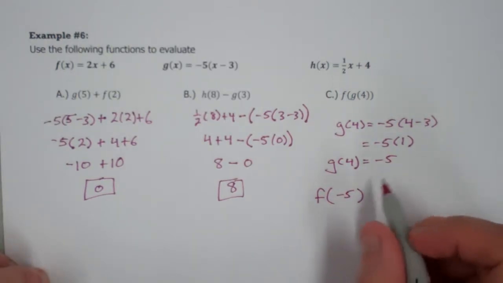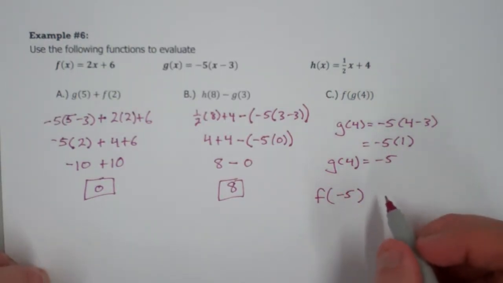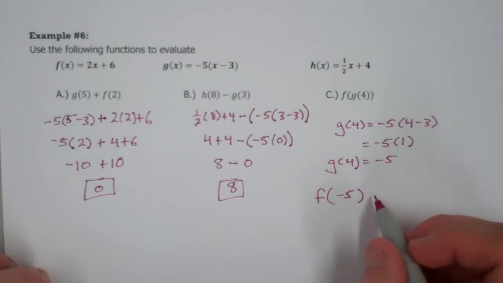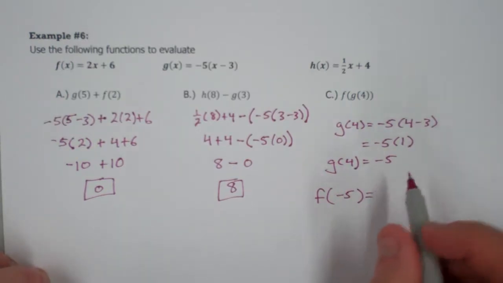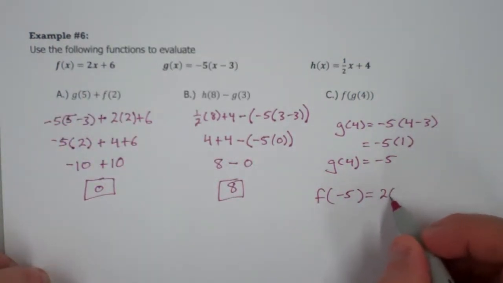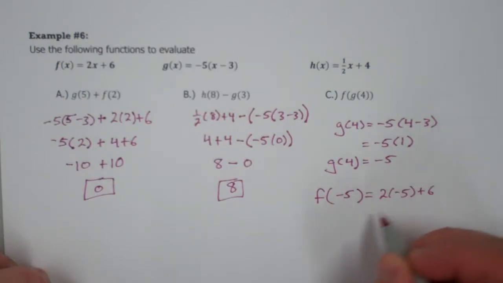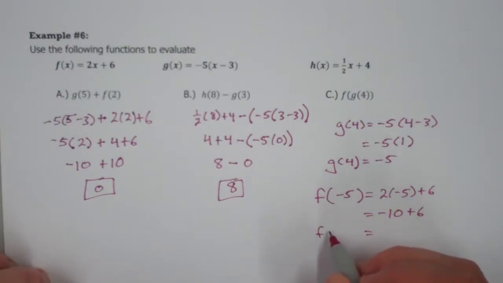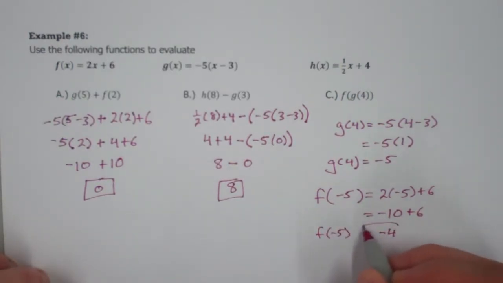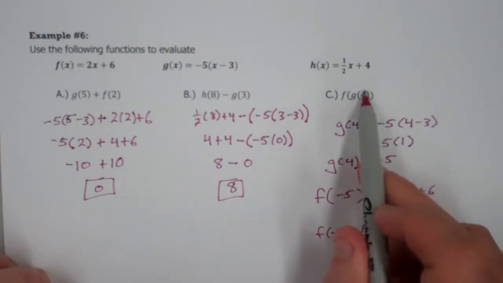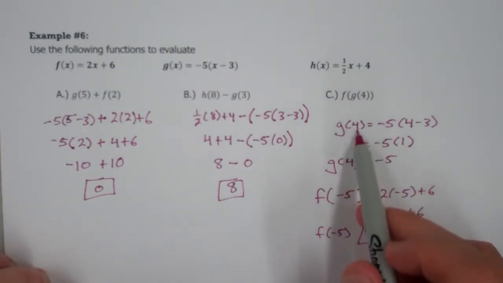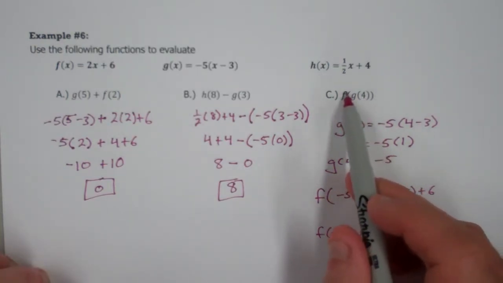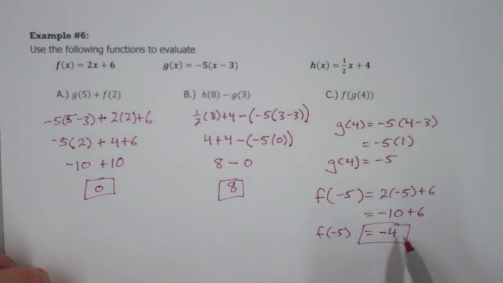So it's kind of like, this is called a composition of functions. It's sort of a double problem if you ask me. Kind of a nifty trick. And then we've got 2 here times negative 5 plus 6. That's negative 10 plus 6. So we have f of negative 5 being negative 4. So first figure out the inside part. g of 4 is negative 5. Then take f and evaluate it at negative 5 and you get negative 4.